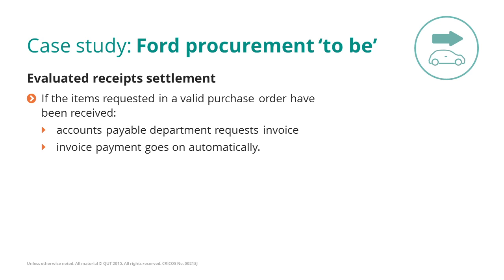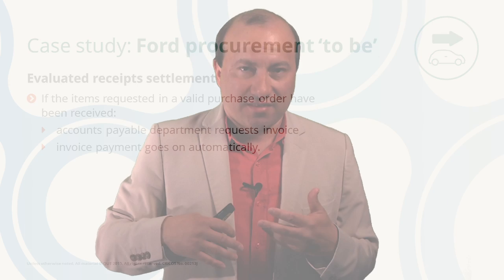In subsequent modifications of the evaluated receipts settlement process, the idea was then introduced to have the accounts payable department request an invoice from the vendor, so that the invoices that arrive to the accounts payable department are those that in essence have already been verified and where the payment had been agreed. And by having an invoice, we can fulfill certain regulatory requirements in regards to invoicing processes.